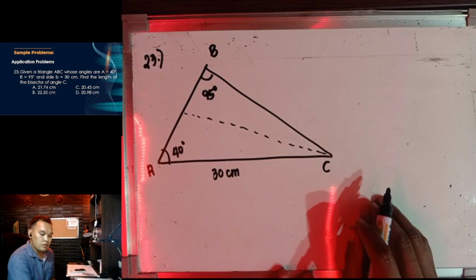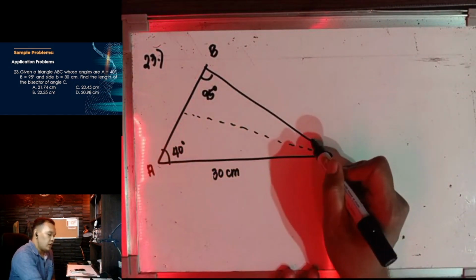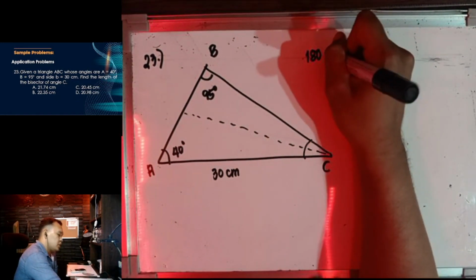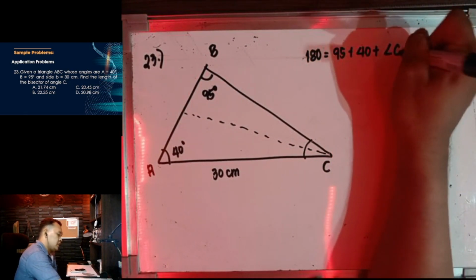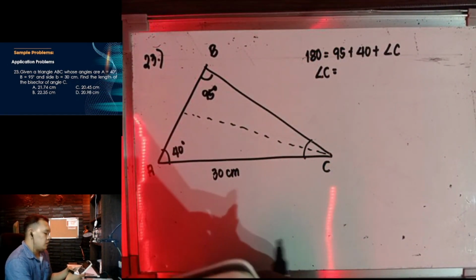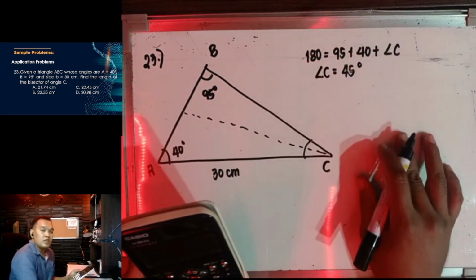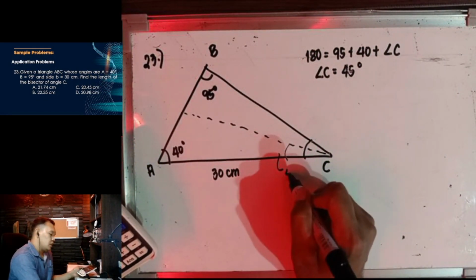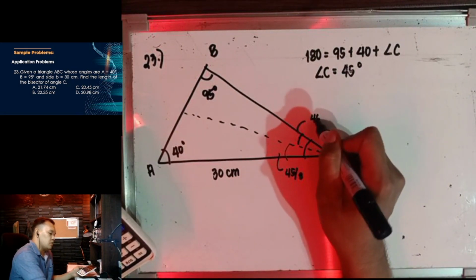Okay? So, we could say that this is 40, 95, and this angle is, 180 is equivalent to 95 plus 40 plus angle C. So, angle C is equivalent to 180 minus 95 minus 40, which is equivalent to 45 degrees. Okay. So, since the angle is bisected, we get 45 over 2. The same goes for the one above, this is also 45 over 2. Okay?